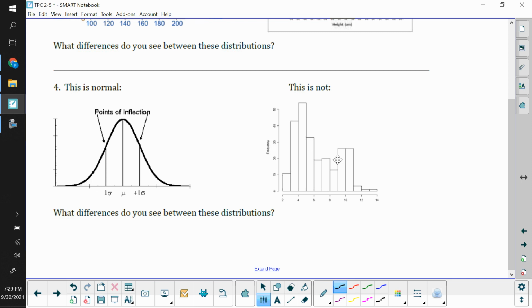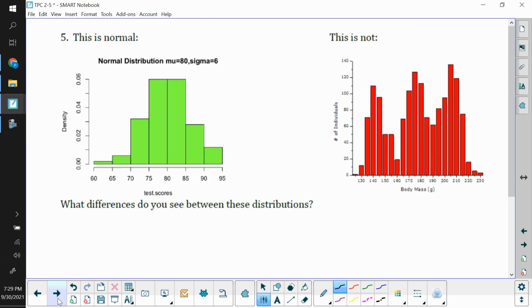Here's another example of a normal distribution. The one on the right is not. Notice that the one on the right has multiple mounds. The one on the left has only one mound. If we go over to page 39, normal distribution on the left, nice and symmetrical. Over on the right, again, multiple mounds, not a normal distribution.